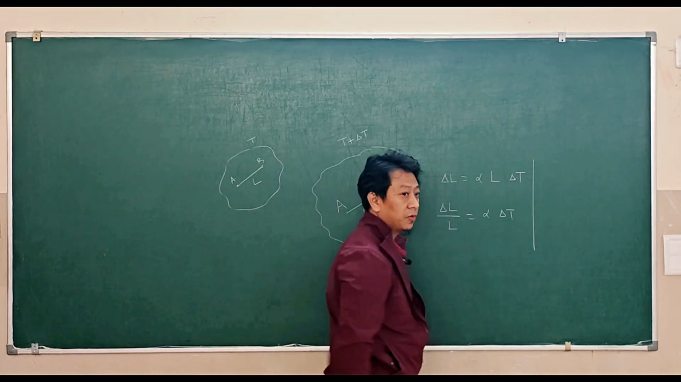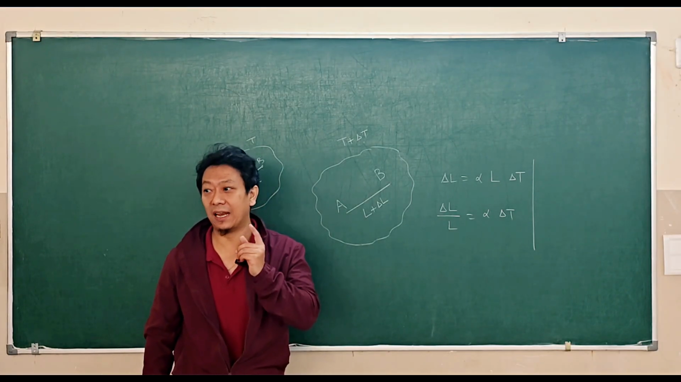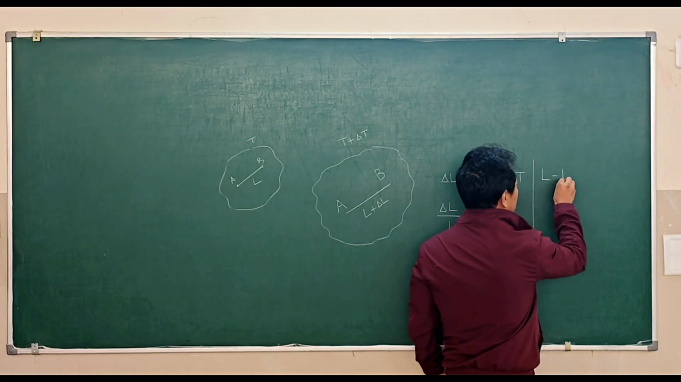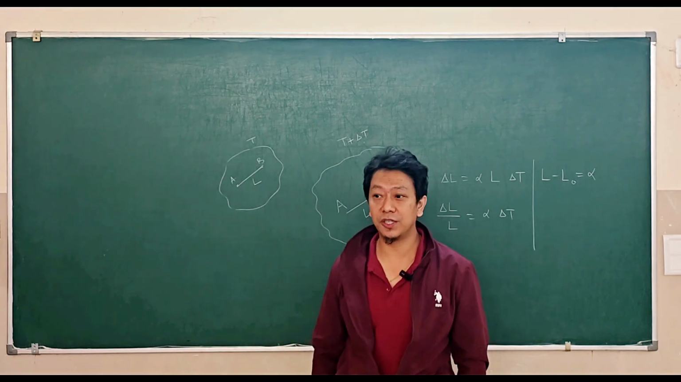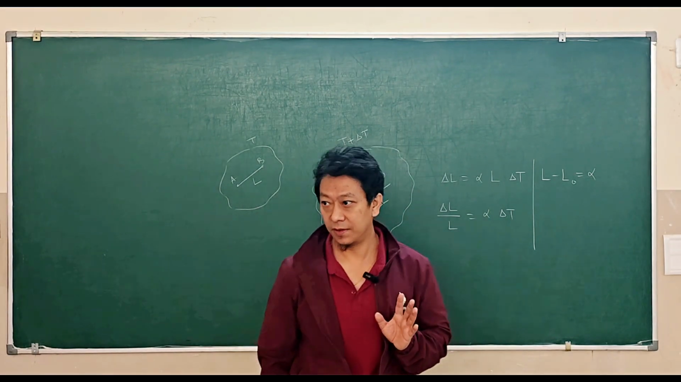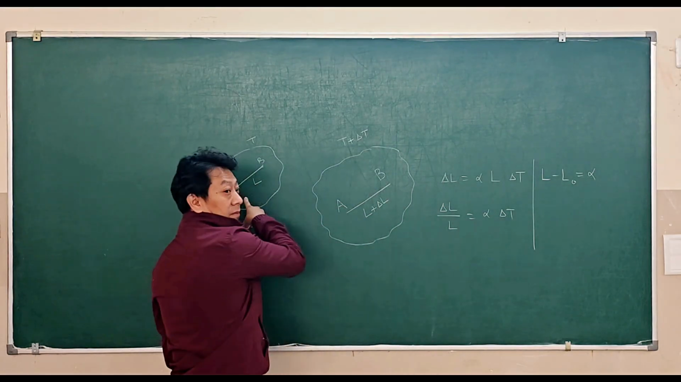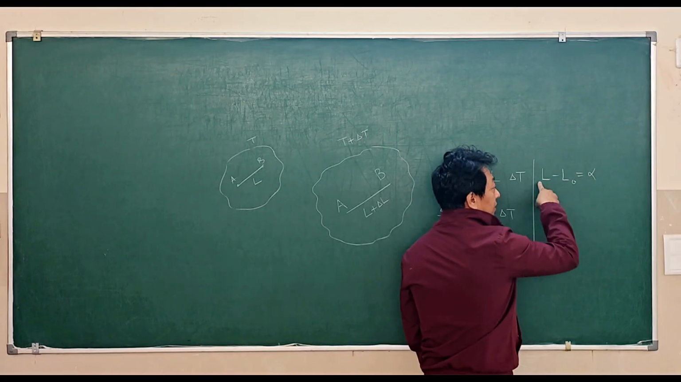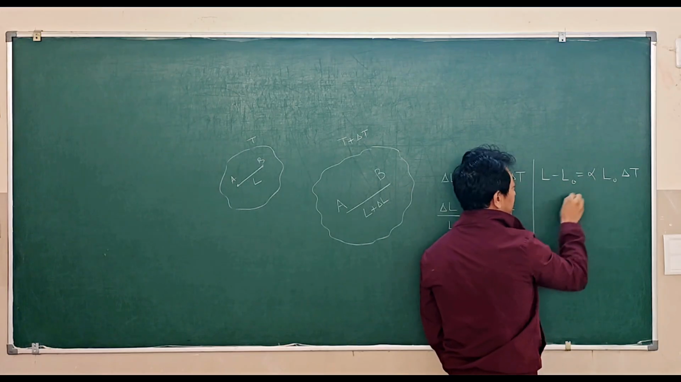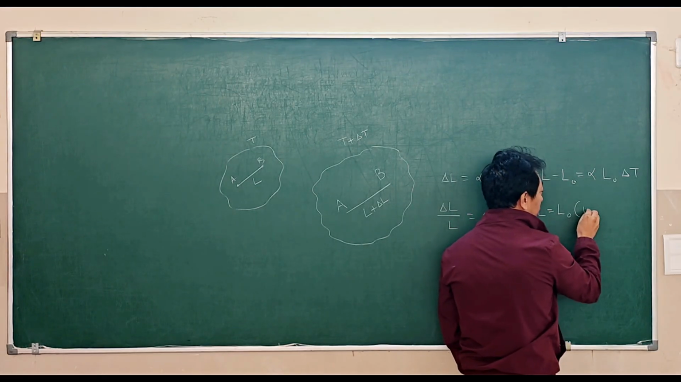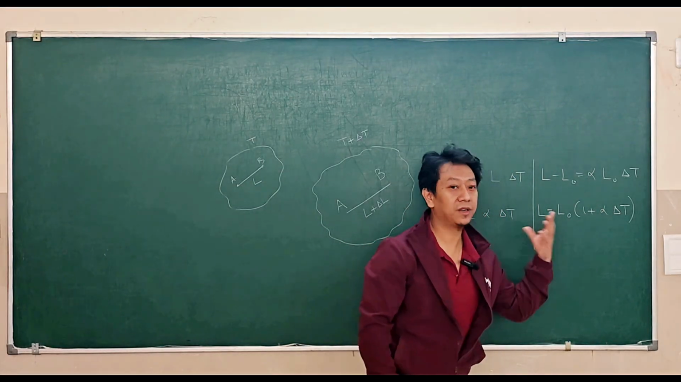Another formula is very useful. Original length they will write L naught, final length they will write L. Then what will be delta L? L minus L naught. Alpha is a constant, it is called the temperature coefficient of linear expansion. Linear, because here length is increasing. If I write the change in length like this, who is the original length? L naught delta T. If I take L naught to that side, I will get L equal to L naught into 1 plus alpha delta T. So these two formulas are very important. Try to remember.